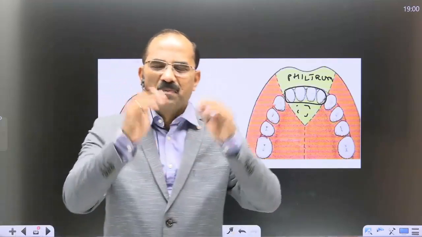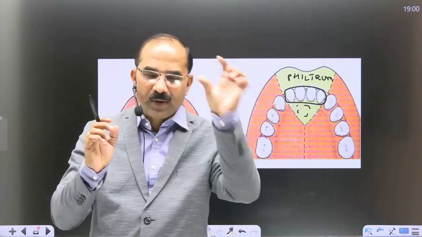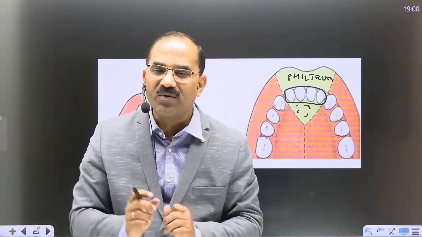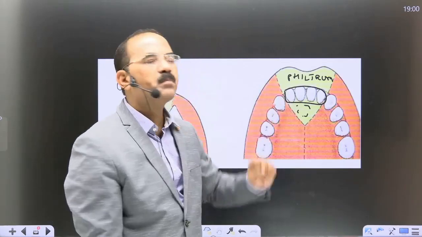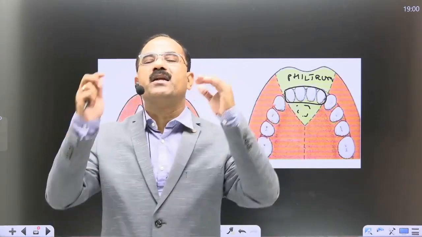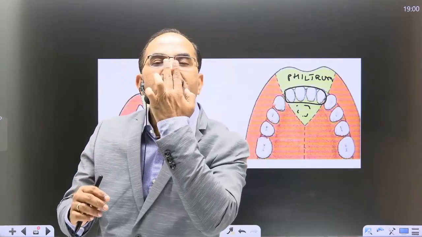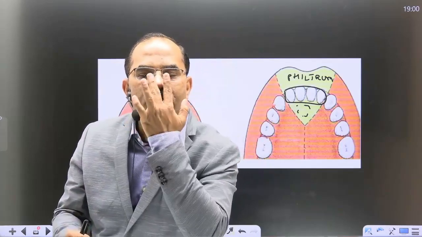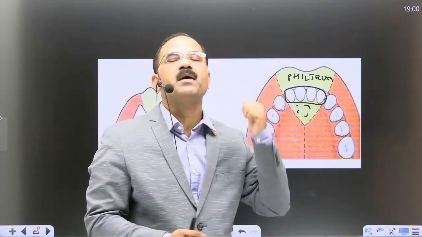The hard palate is made up of two sources. One is the primary palate, the other one is the secondary palate. How is this primary palate formed? The primary palate is derived from the fusion of two medial nasal processes. Fusion of two medial nasal processes forms the primary palate.